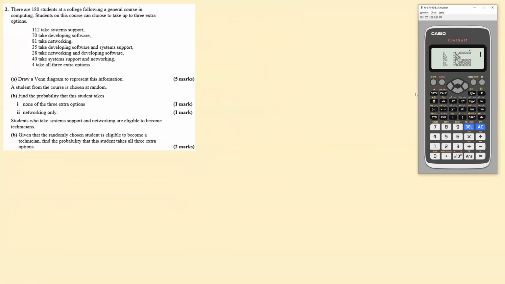Question 2, just clear my calculator back down. If you do want to see that previous question, by the way, just let me know, and I'll do it the other way. I'll get out of this.